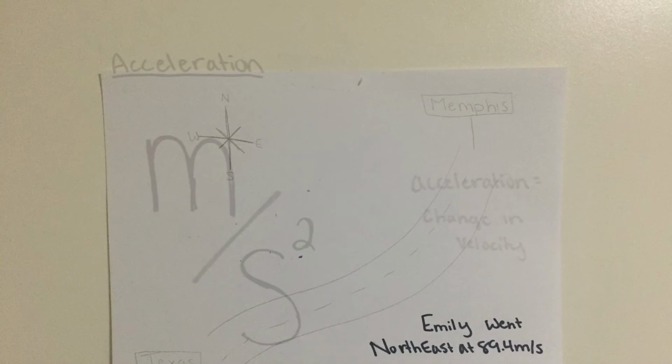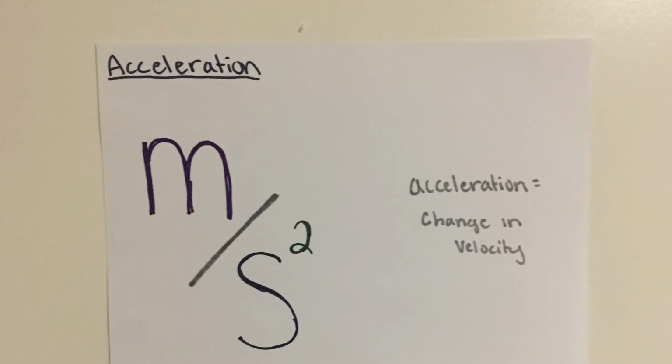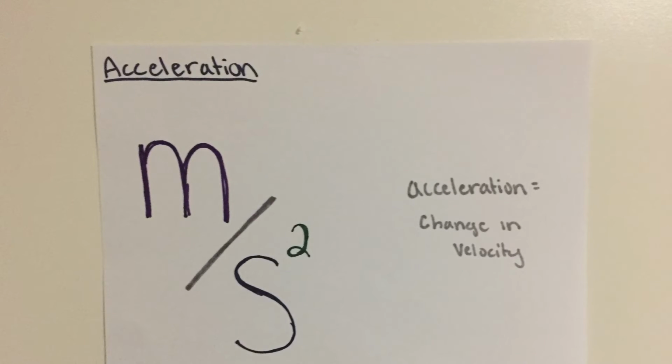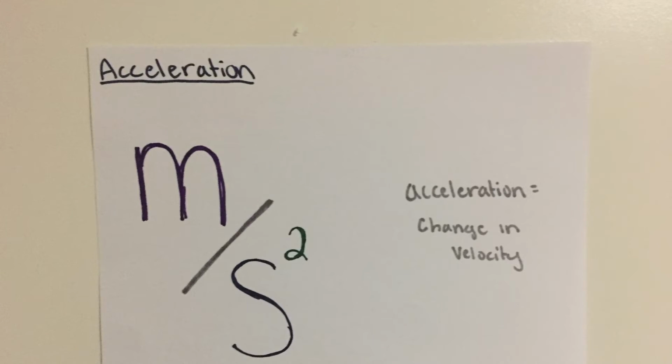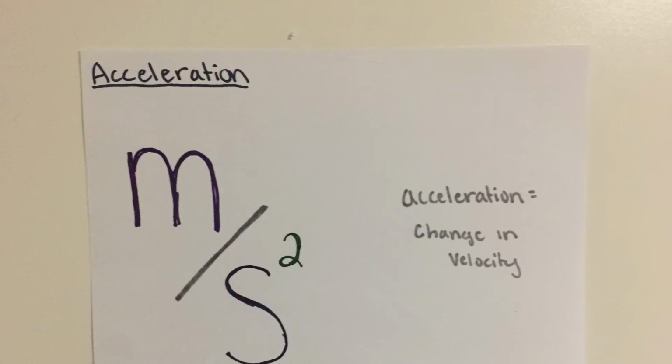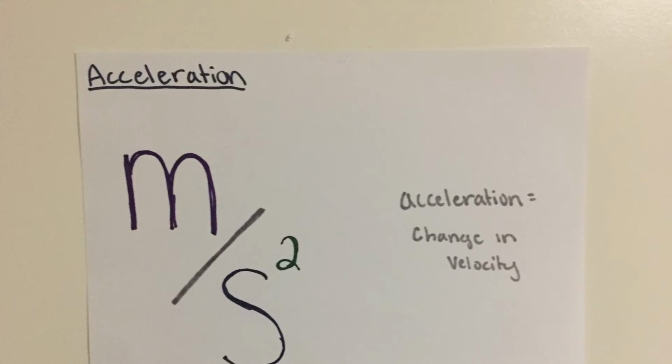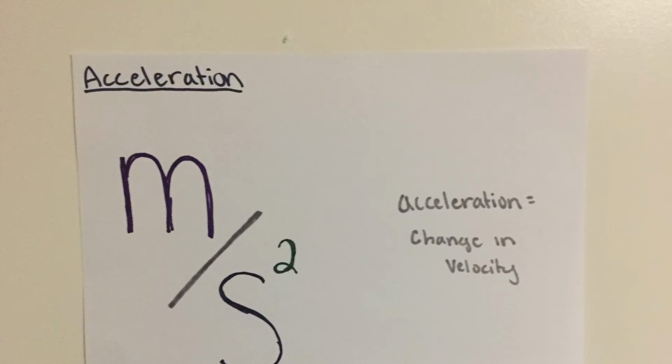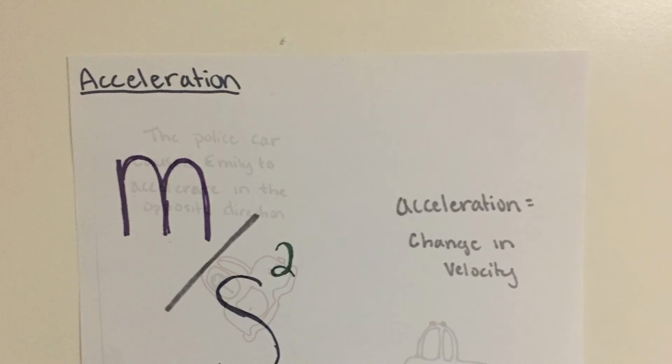I don't know. The last thing I want to talk about is acceleration. The formula for acceleration is a change in velocity over a change in time, and it's usually measured in meters per second squared. In other words, it is a measurement of change in an object's velocity, and is a vector quantity and has a magnitude and direction.